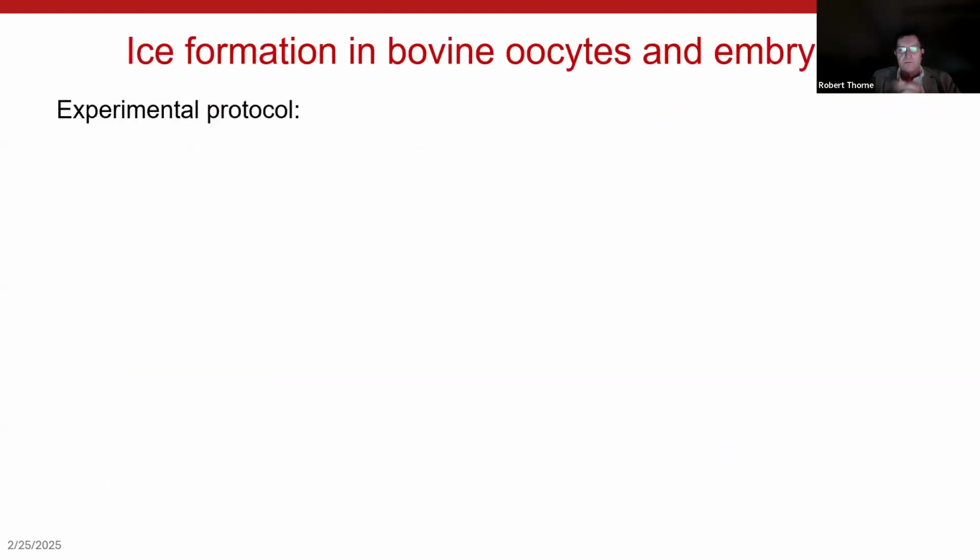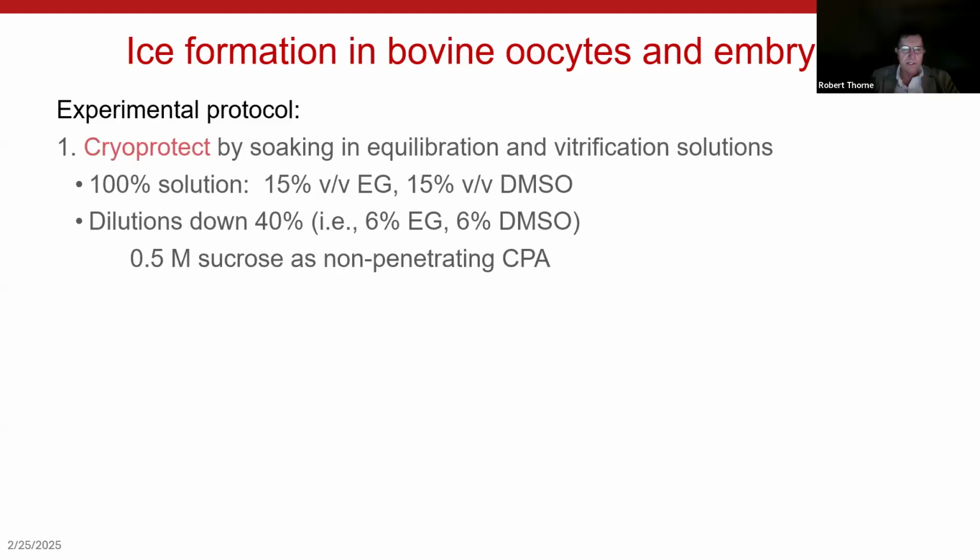Okay, so now with these tools from crystallography and these insights, we decided to look at ice formation in bovine oocytes and embryos. They're about the same size as human oocytes and embryos, the lipid content's higher, and lipid content is thought to correlate with being harder to preserve. And they generally have significantly less success with bovine, but that could just be variations in protocols. Hard to know. So what's our experimental protocol?